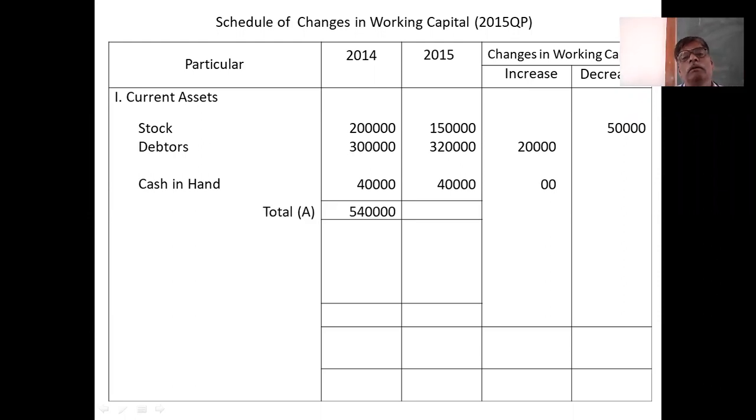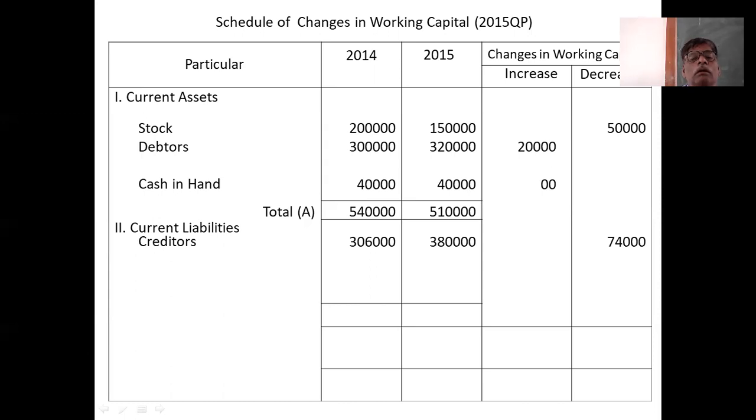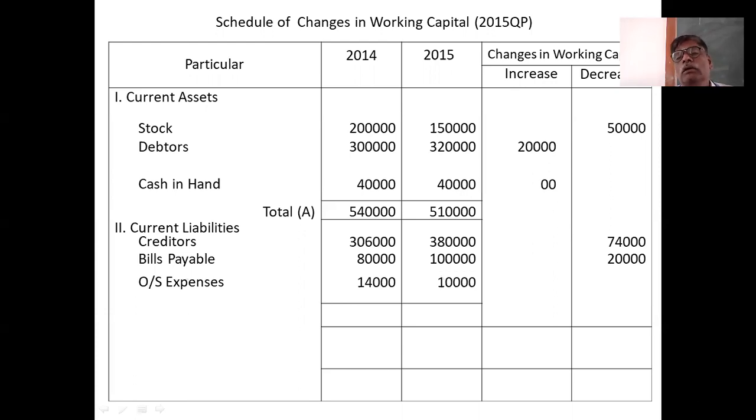Then next is total of A. First column total is 5,40,000. Second column total is 5,10,000. Clear? Then you take the current liabilities. First is creditor 3,06,000, 3,80,000. So creditor increased. Increase in creditor goes to decrease column. 74,000 decrease. Bills payable 80,000, 1 lakh, increase is there, it goes to decrease column. Outstanding expense 14,000, 10,000, so outstanding expense decrease comes in the increase column. Now you take the total of current liability. First column total 4 lakh, second column total 4,90,000.